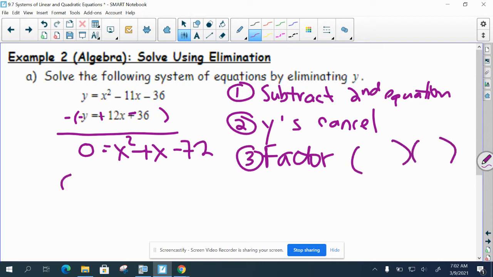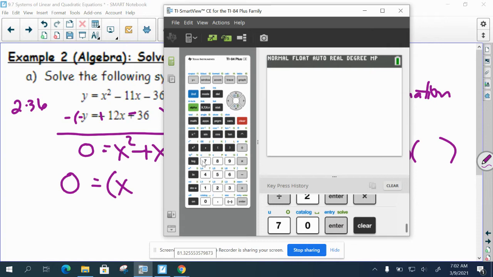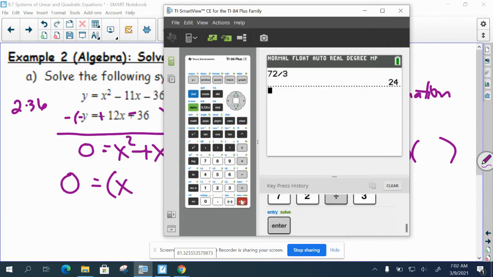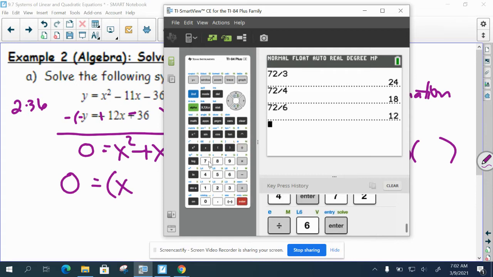So set up your two parentheses. You don't need the AC method because the A is just 1. Put the x here and there. And then what are factors of 72 that add to 1? Let's write factors of 72. They'd be 1 and 72, 2 and 36, 3 and, let's see, 72 divided by 3. That's not going to work. How about 72 divided by 4? That's not going to work. 72 divided by 6. 6 and 12 won't work.